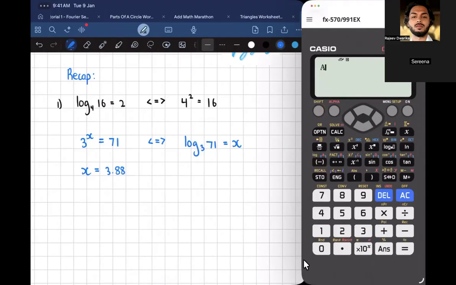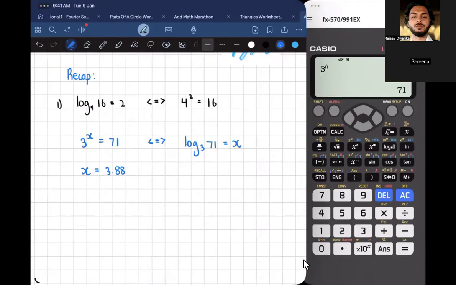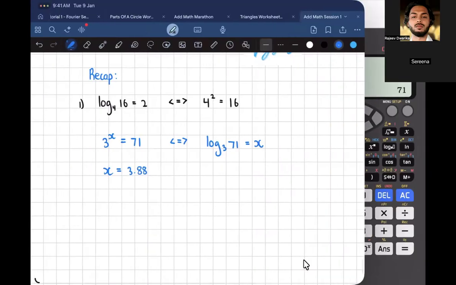Yes. Right? So if we want to check our answer, we're going to put 3 to the power and we're going to recall what we said A was. Now, if this is correct, it's supposed to give us what? 71. Bam. I'm a magician. Right? So it does work. We are correct. So that's a quick recap on the log function.